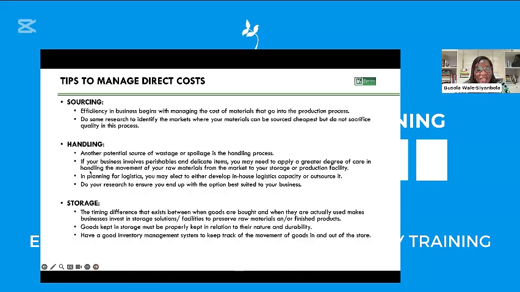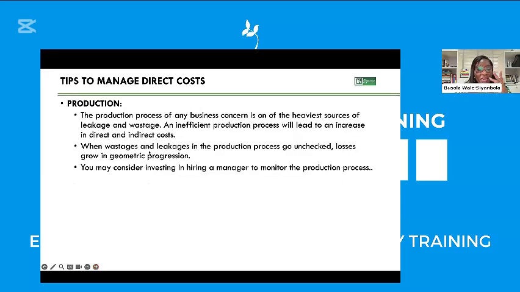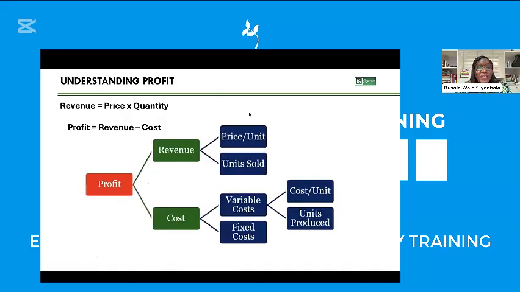So there's sourcing, there's handling, there is storage. Because of time, I'm just going to run through quickly. And then, of course, there's production. This is the last thing I would speak on quickly, and then we will continue from here, just building our financials at the next class. So I want to encourage you, please don't be late, come in early so that we can have a lot of time together. Understanding profits quickly.